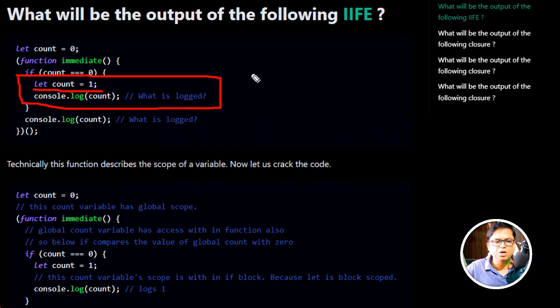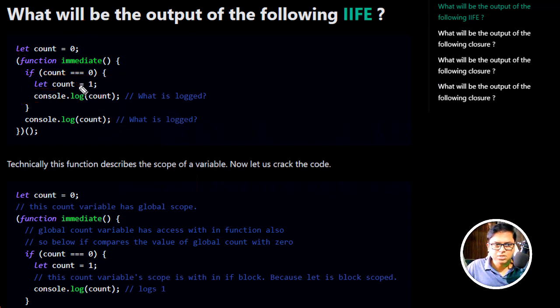So outside of that block, when we try to console log this count, we are logging this count, because here we don't have scope of this second count variable, right? Let us say this one is first count and this one is second count. So what will be our output? As here we have a second count which is block scope, this console log will log this value, 1, and this console log, as it doesn't have access to this one, will access this global scope variable and it will print 0.